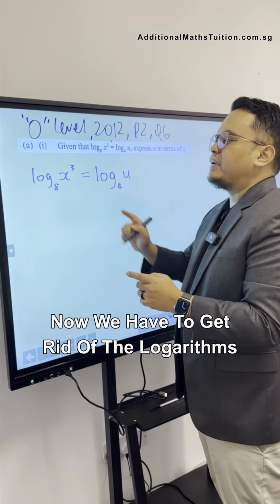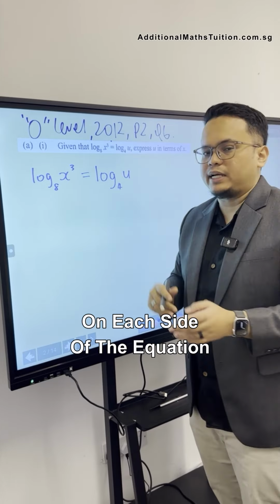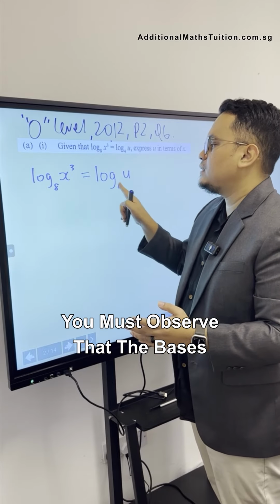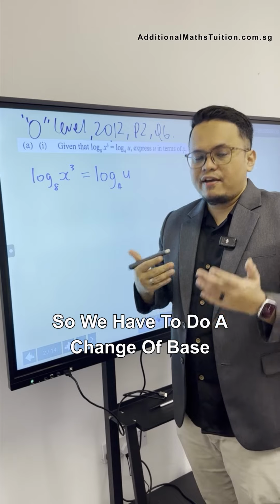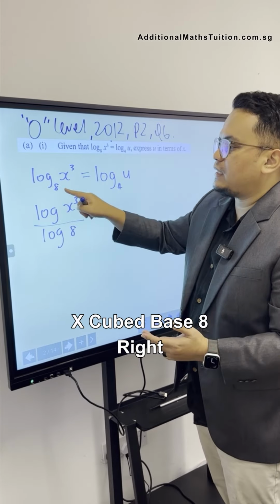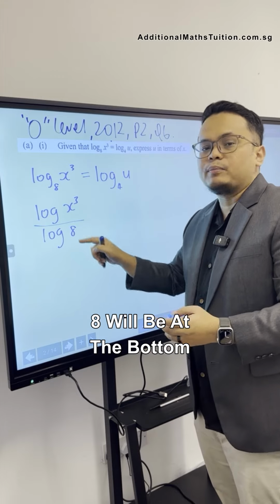Now, we have to get rid of the logarithms on each side of the equation, but before we can do that, you must observe that the bases that we have here are different. So we have to do a change of base. So remember, when you do a change of base, x cubed base 8, x cubed will be at the top, 8 will be at the bottom.